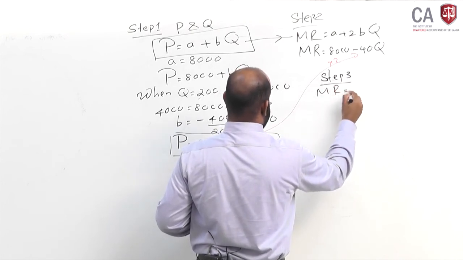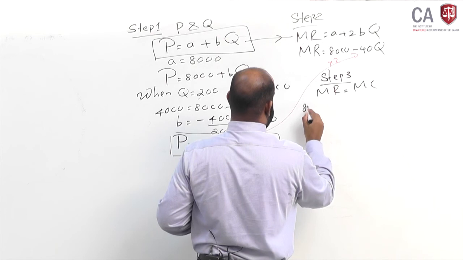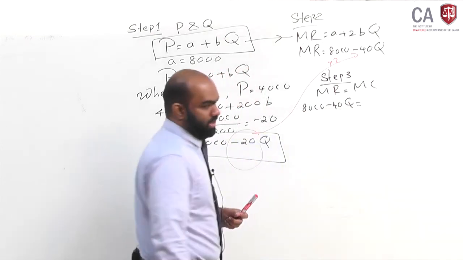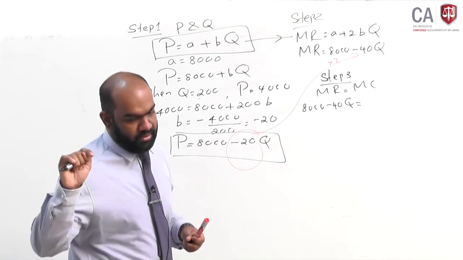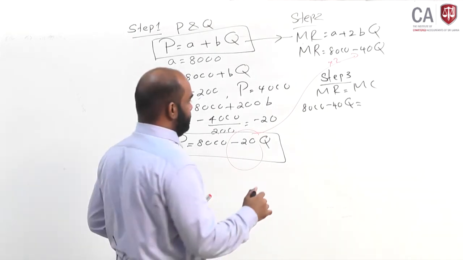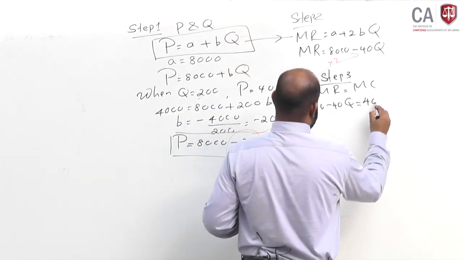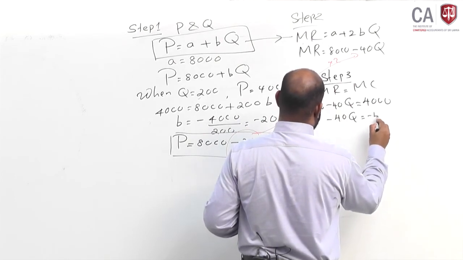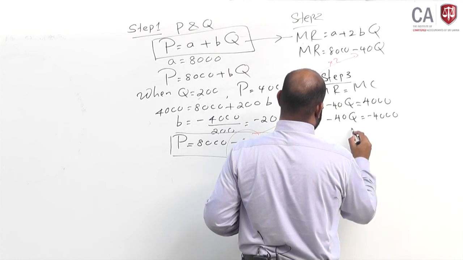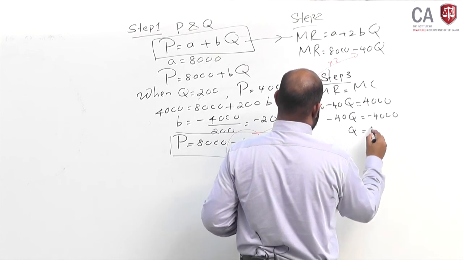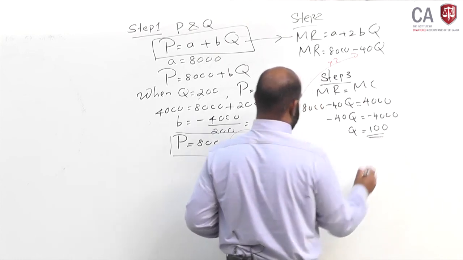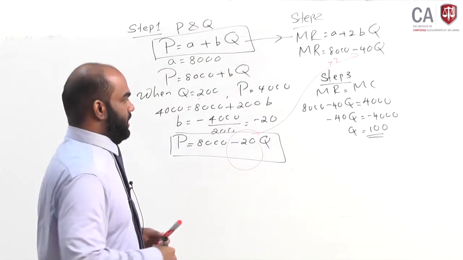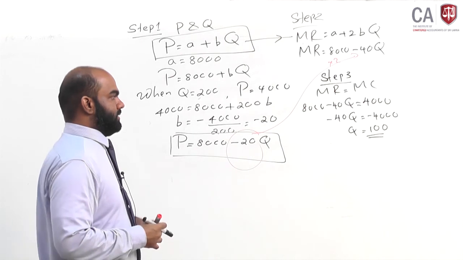Step number 3 is identifying the quantity. MR equals MC, that is 8000 minus 40Q equals marginal cost. That's just one line, horizontal line, that is 4000. That makes 40Q equals 4000. Q is 100 units. So Q's value we got as 100 here.